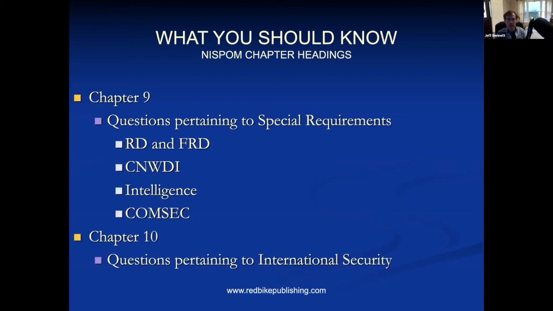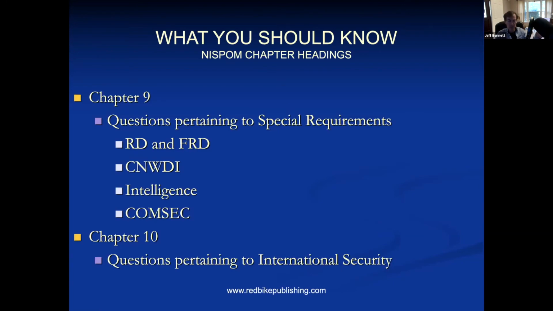Chapter 9 is special requirements. Okay, we've got RD and FRD. That's by the Nuclear Regulatory Commission. CNWDI is by the Director of National Intelligence, and COMSEC questions are going to be in Chapter 9. So if you get these weird, wonky classification things, Chapter 9 might be your best bet.